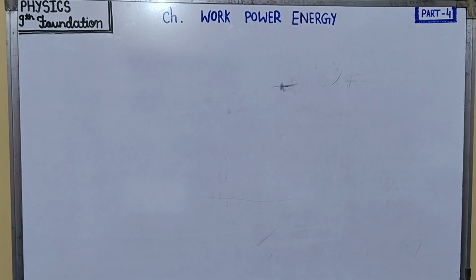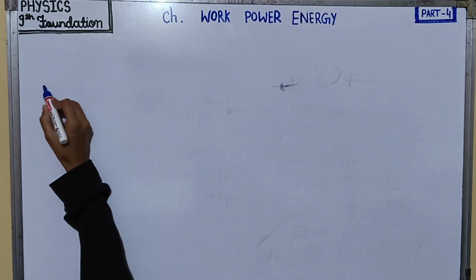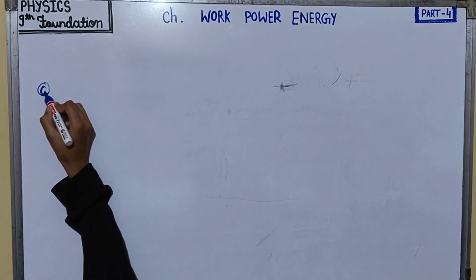Today we are going to learn Class 9th Physics Chapter Work, Power and Energy, and this is our part 4. In this part we are going to learn different points, different expressions to calculate work. So we have learned A and B. We will start with C.